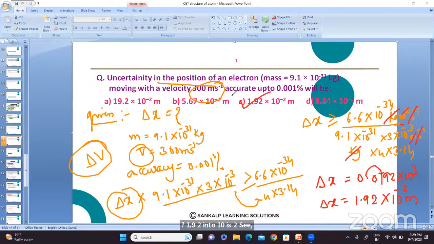So like this, you have to use the formula for uncertainty and calculate the answer. I hope it is clear.